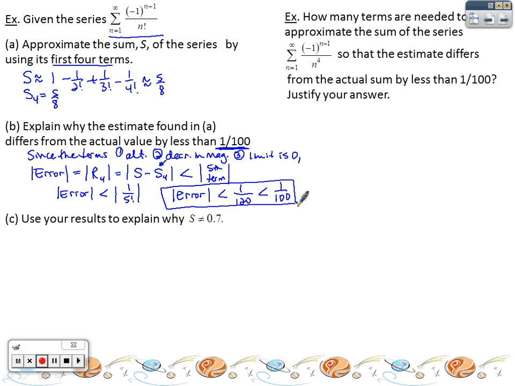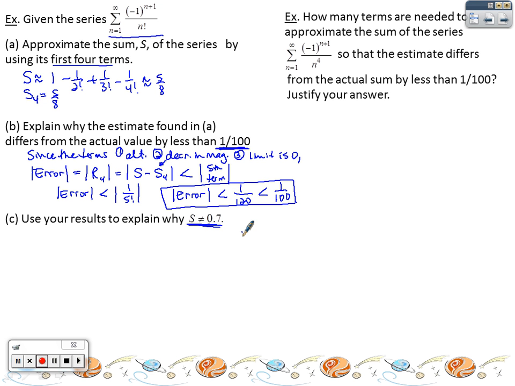Now part C is asking us to explain why the sum can't be 0.7. So estimation is a really big deal, especially the higher up in math you go. It's a really big deal. And so this theorem is, I mean, it's been tried and it's exact. I mean, it's going to be true. So if I know that my maximum error is 1 over 120, then can I find a range for the real sum?